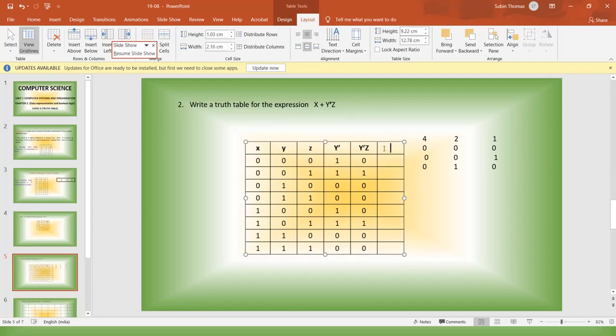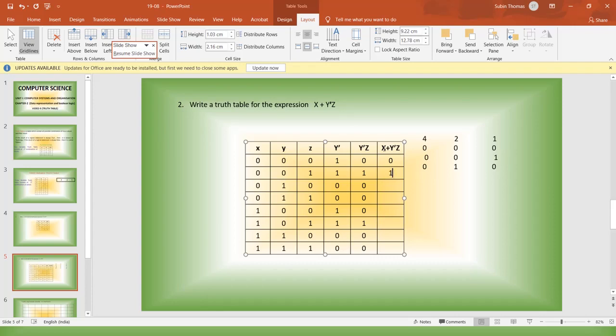That column will be x plus y complement z. Now x is 0, y complement is 0. How much is 0 plus 0? 0. It is not binary addition. It will be OR operation. Now 0 plus 1, 1. If any one of the operands is 1, then the output will be 1 in the case of OR operation, which we studied in the last class.